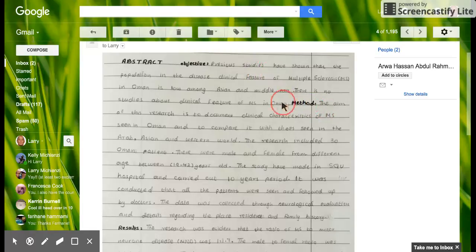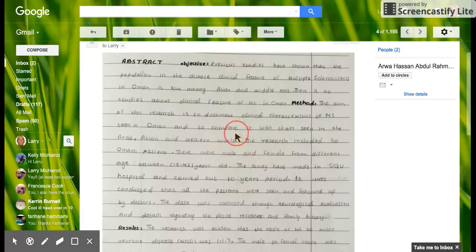The next, you don't need this method. And the aim is not part of the method, it's part of the introduction, actually. The aim of this research is to document clinical characteristics of MS seen in Oman and to compare to those seen in the Arab population. That's not actually what their aim says. Compare with other studies, that's what it says. Asian and Western world. So that's a little confusing there. Seen in the Arab, Asian, and Western world.